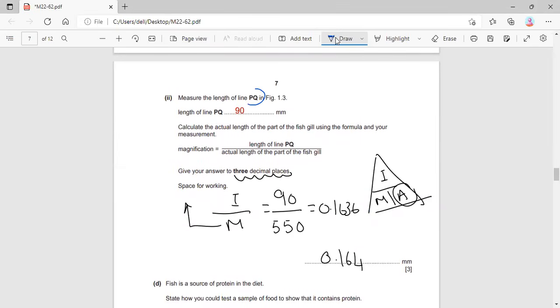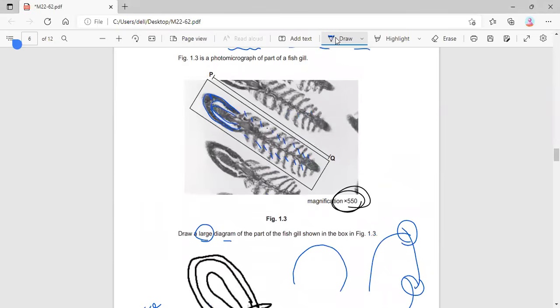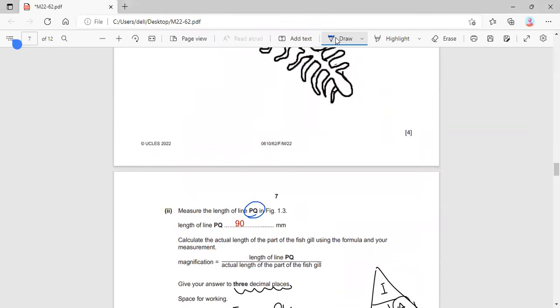Measure the length of line PQ. Where is PQ? There is PQ. You will measure it using your ruler, and he asked that he wanted it in millimeters. When you measure in centimeters, you then multiply by 10 to convert it to millimeters.